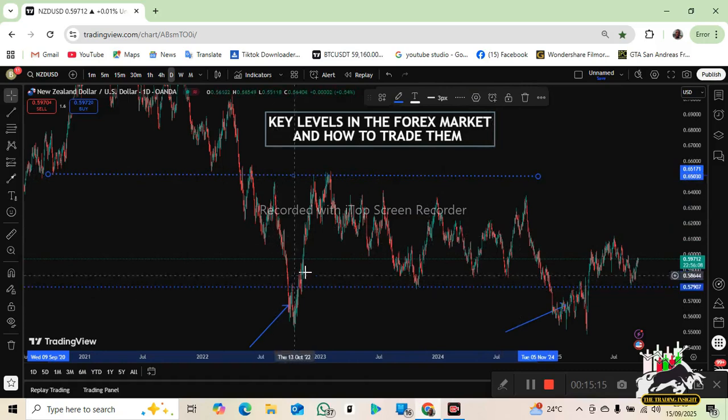These ones are just like, this is also a change of character. That's why you see price rejected here. We have change of characters everywhere. That's how you'll be able to work with these key levels. Now this is another change of character internally here.